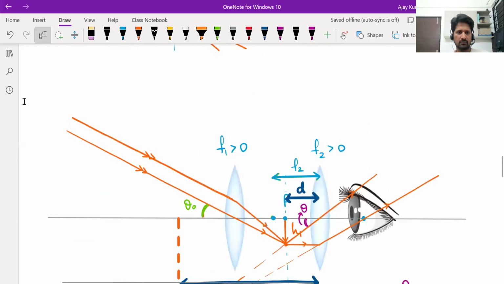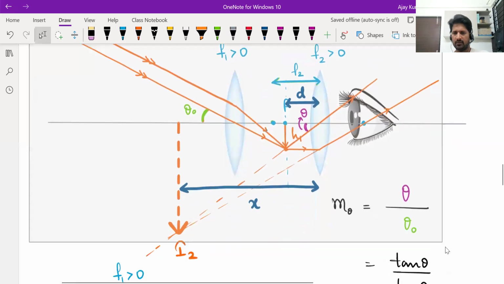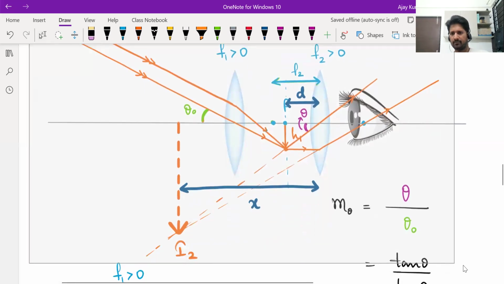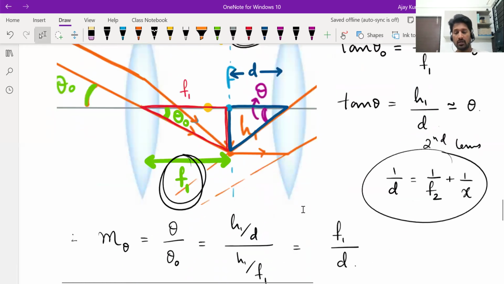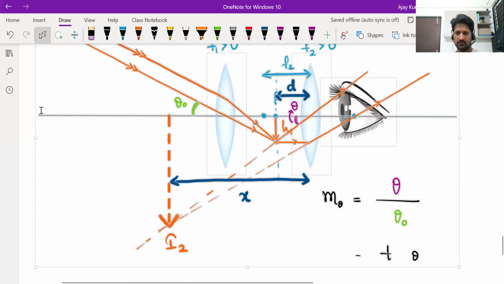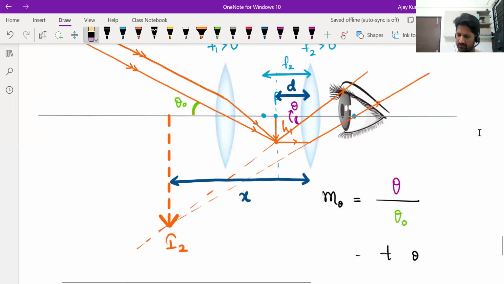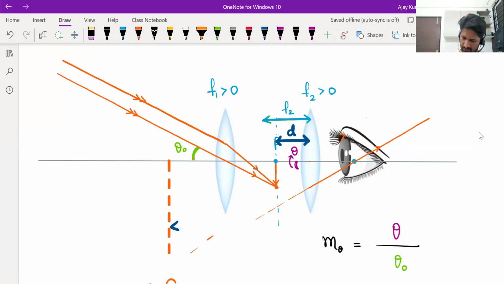I'll make use of this. We want the final image to form at infinity. It's very important to know how the rays will be traveling in that case. In any case, you should be able to draw the ray diagrams. We got the image by the first lens. Till there, I'll keep it as it is. The rest of the diagram will have to be changed.